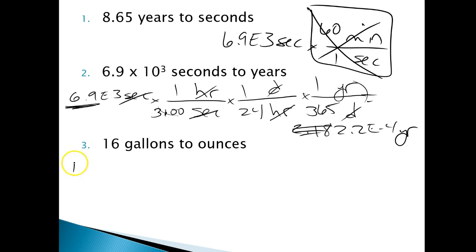All right, 16 gallons to ounces. So 16 gallons. Look back at your conversions. You do not have to memorize those. I will give them to you. I do kind of expect you to know time. Okay, the rest of them I don't care about.